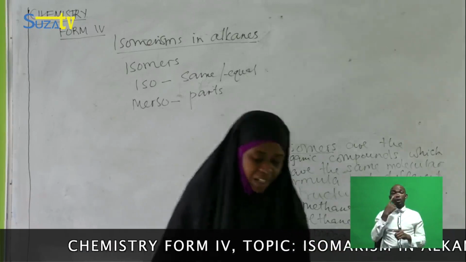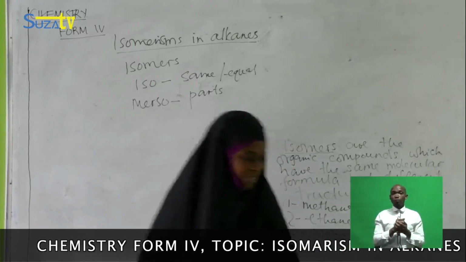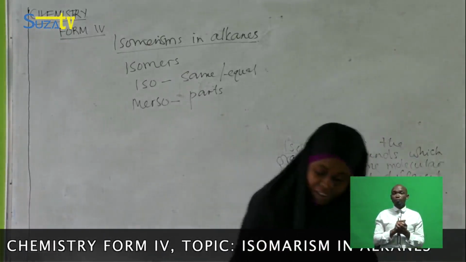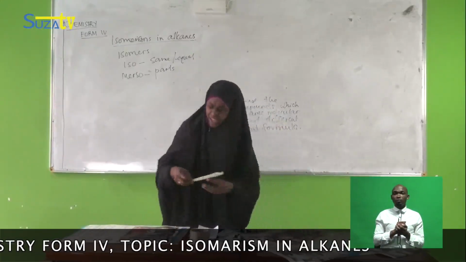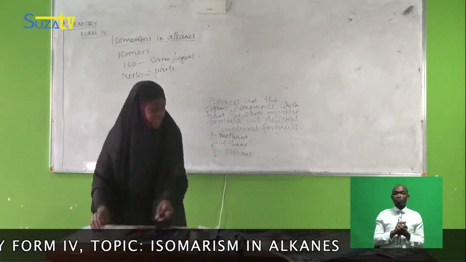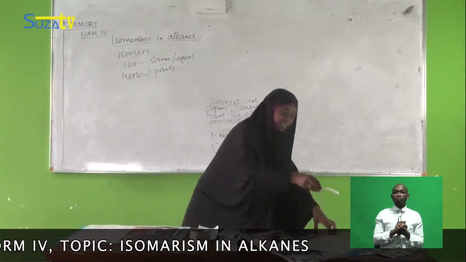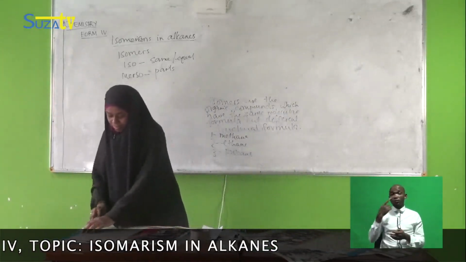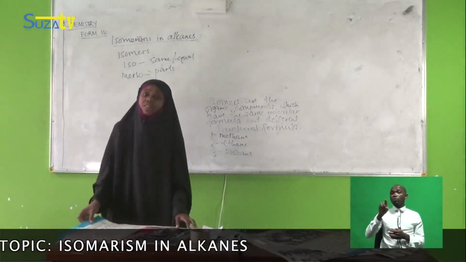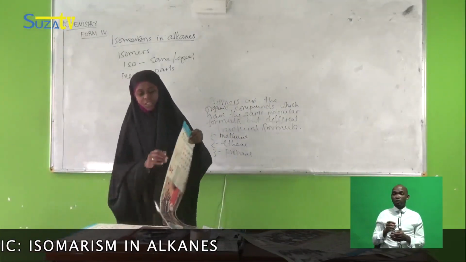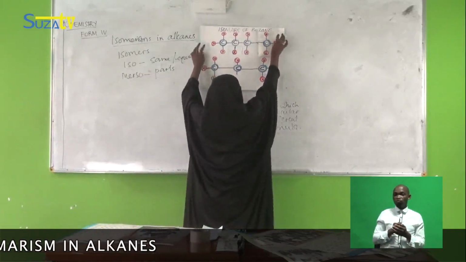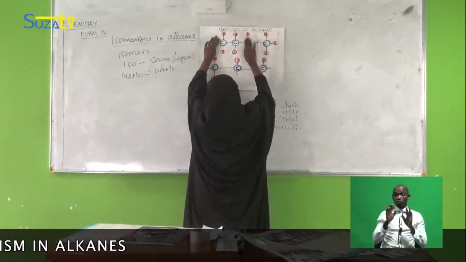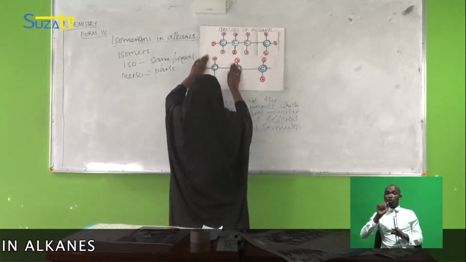So now, let us look. Observe this one. Does it have isomers? The next member after propane is what? Oh, good, it is butane. So here, let us look at the isomers in butane.